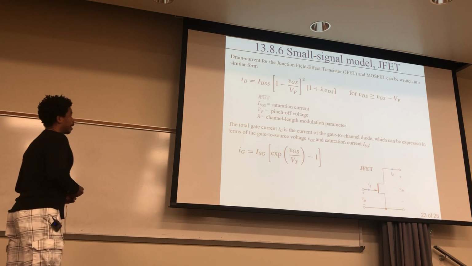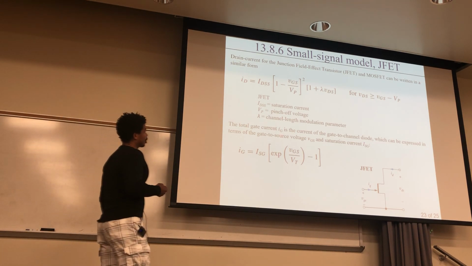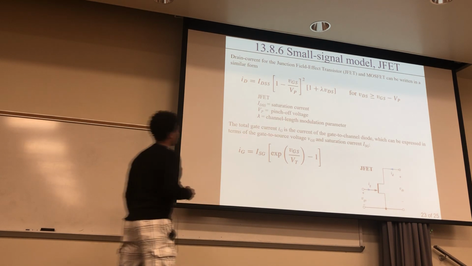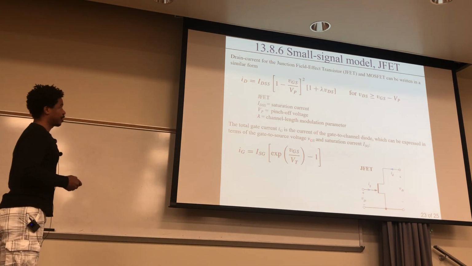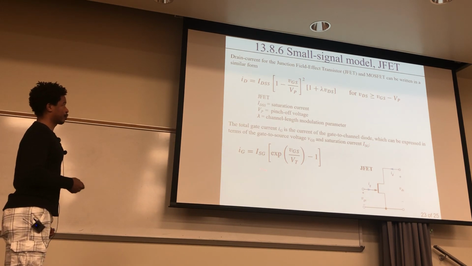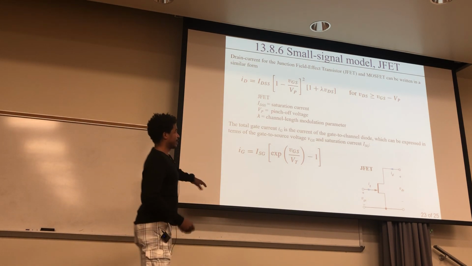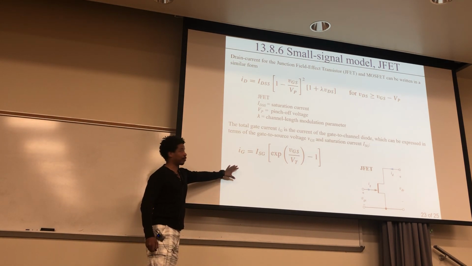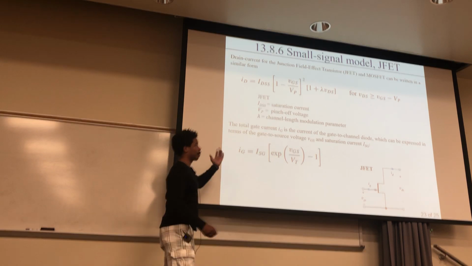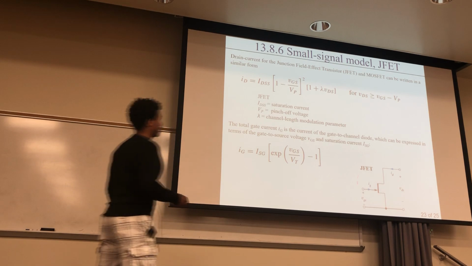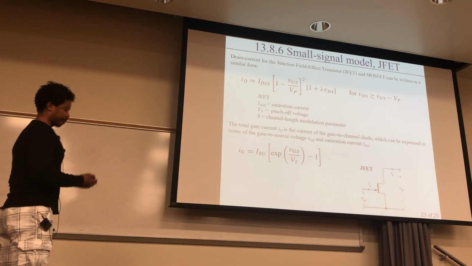The total gate current IG is the current of the gate to channel diode, which is expressed in terms of the gate to source voltage, VGS, and saturation current, IG. So it's expressed like this. Now, of course, this is assuming that you remember it from your digital electronics class. Here's the schematic of that right there.